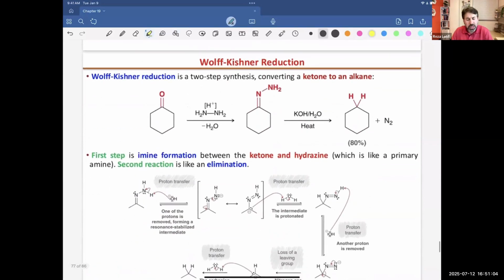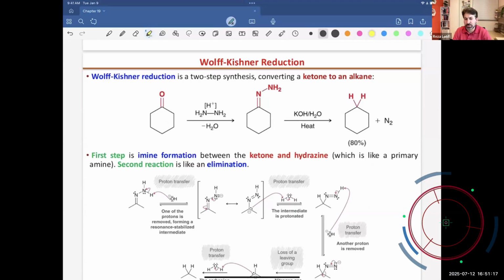Okay. And we can use nitrogen in a compound, dinitrogen actually in this case, to reduce the alkene or aldehyde functional groups. But that's going to be a good subject for another lecture.